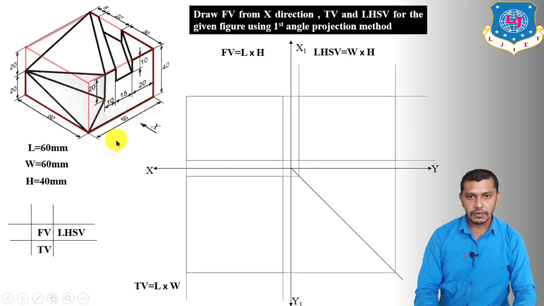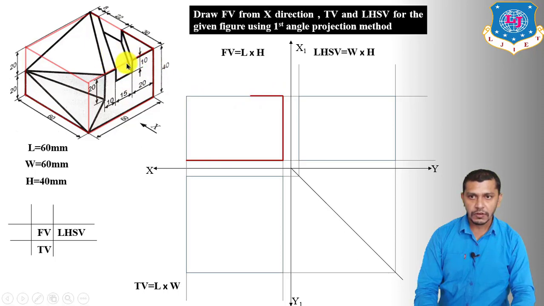So starting from this corner, this corner is going to be projected over here. So draw this horizontal line over here having length 60 mm. Now from this point we have to draw a vertical line having length 40 mm. Now we have to draw this line which has a length of 20 mm like this.